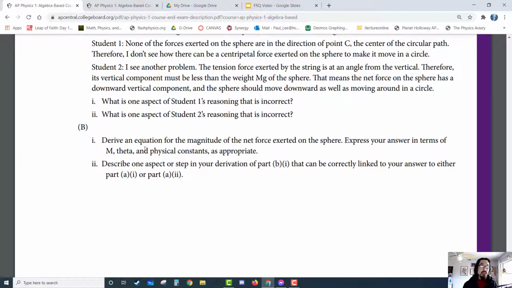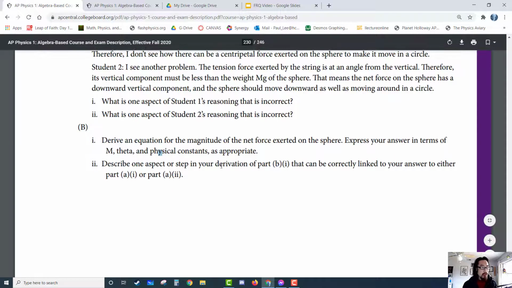So what this is asking for you to do is to set up the equation. And here's the thing. If they give you the variables, you must use those variables. And whenever they're talking about physical constants, so that's anything that is on the equation sheet that is declared as a constant. So that's like g for acceleration due to gravity, or k for spring constant, so things like that.